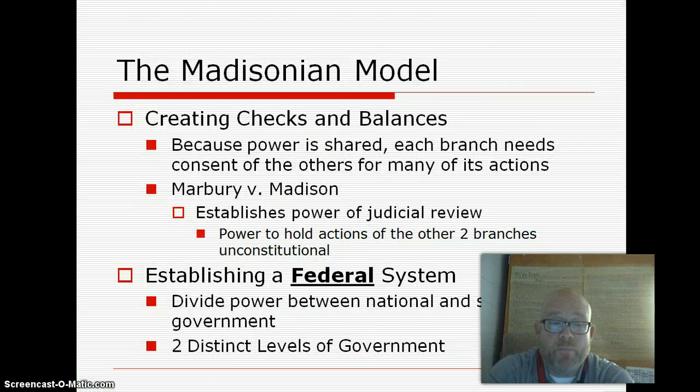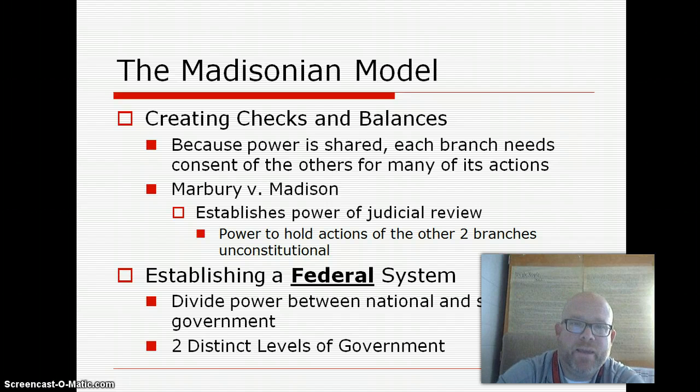Continuing with the Madisonian model, we got checks and balances because all power is shared. Each branch needs the consent of the other to complete its many actions or jobs. Marbury v. Madison is going to be a very important court case. Hopefully you took a peek at that over the summer. That's going to establish judicial review, which is going to make the Supreme Court a real integral part of those checks and balances. The Constitution is very vague, as you know from your summer assignment, when it comes to the courts.